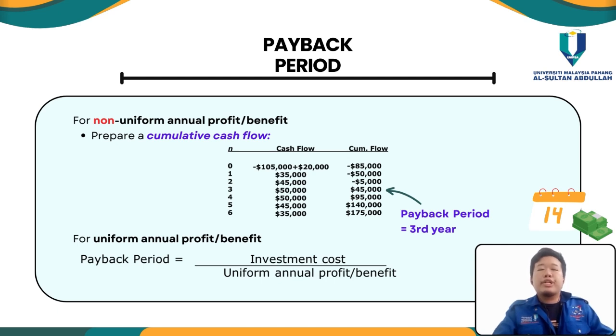Moving on to the calculations, for non-uniform annual profit or benefit, we need to prepare a cumulative cash flow to identify the payback period, where the first positive cumulative cash flow is the payback period in years. As for the uniform annual profit or benefit, we can calculate the payback period by dividing the investment cost with the uniform annual profit.